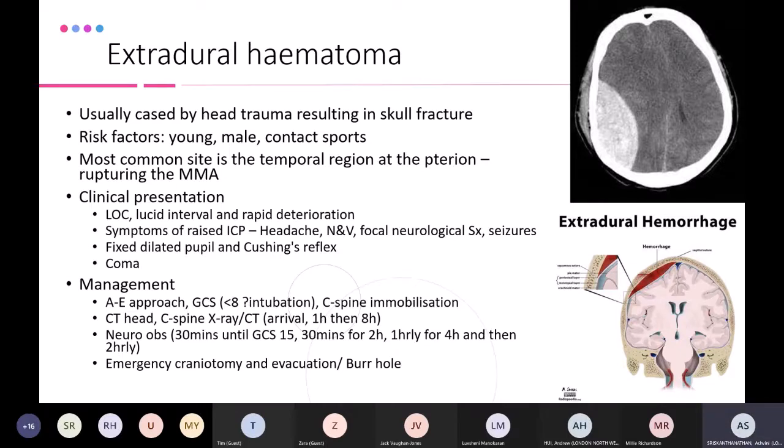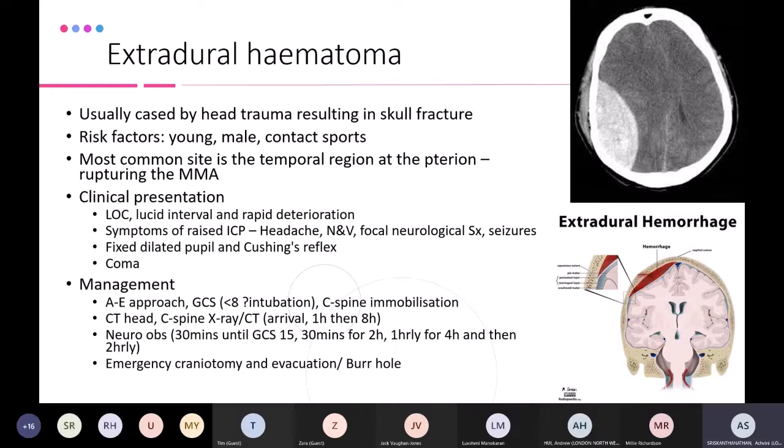So usually caused by head trauma, which like here, risk factors are usually young, male, and any sort of contact sports. And the most common site is usually the temporal region and the bone fragment. Just mentioning this because it has come up in loads of practice questions I've seen, is the pterion, and it ruptures your middle meningeal artery, which is a branch of the maxillary and the external carotid. It's just a key fact to remember for any of these SBAs that might come up for you guys.